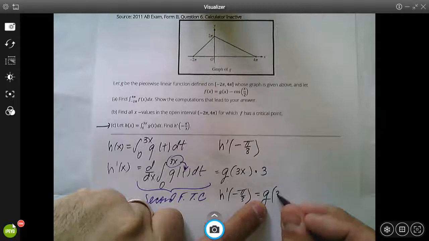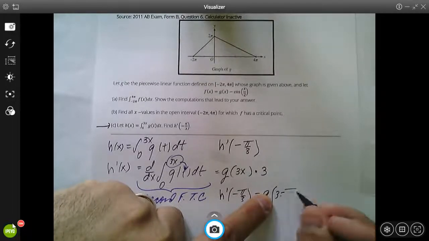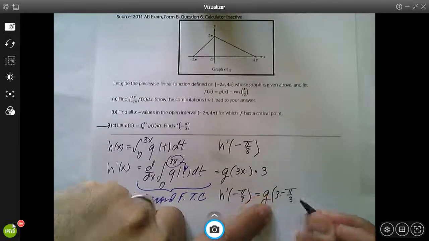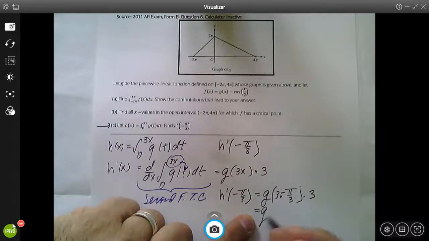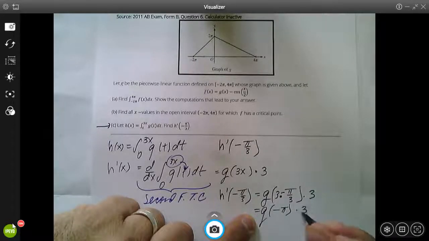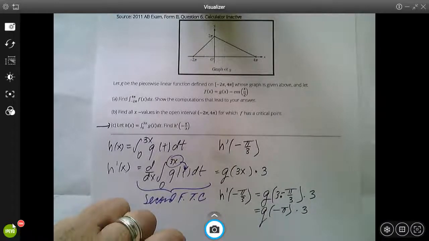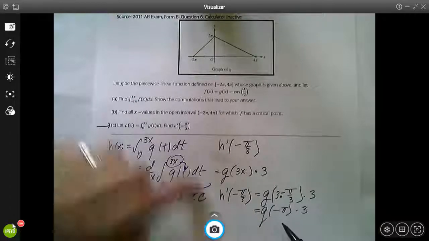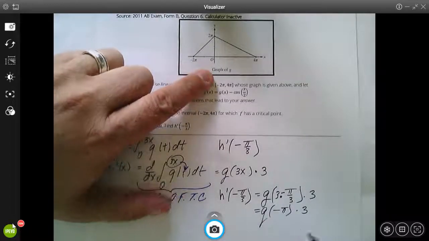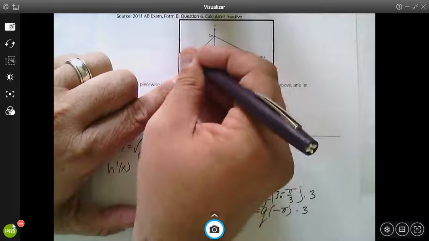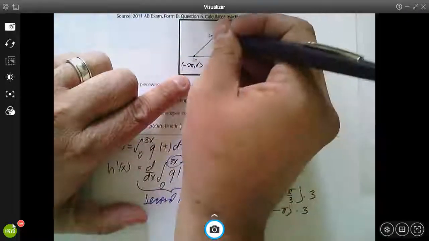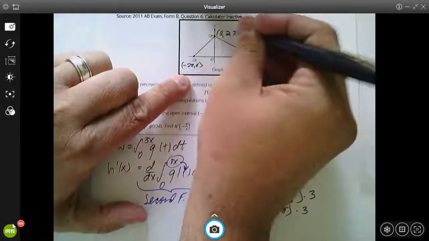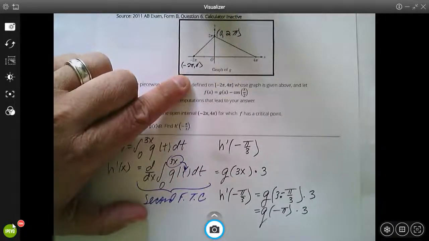You're just going to evaluate this expression when x equals negative pi over 3. So that's g of 3 times negative pi over 3, times 3. G of 3 times negative pi over 3, well, that's really g of negative pi times 3. What's g of negative pi? Go up to the graph. At negative 2 pi, you know that the y value is 0. At 0, you know that the y value is 2 pi.